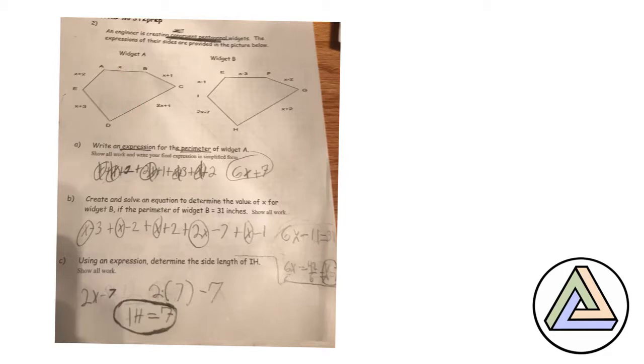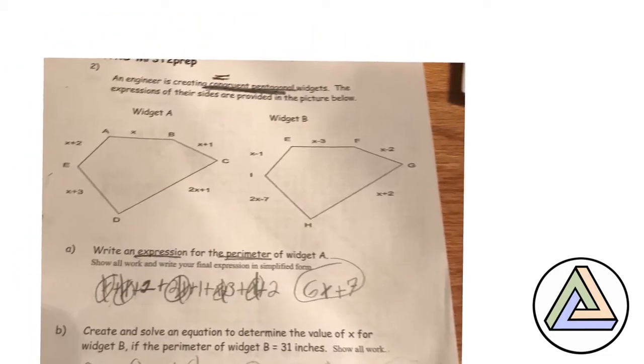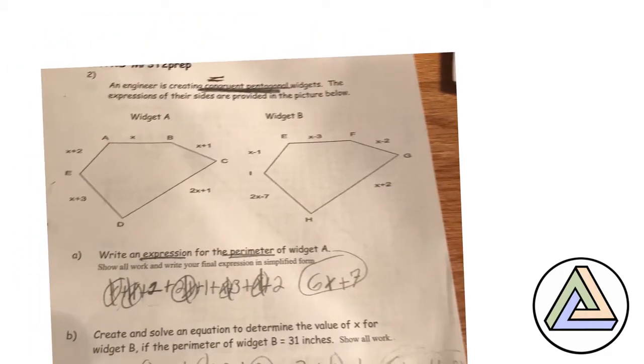All right, so we have congruent widgets, meaning that they are the same size. Write an expression for the perimeter of widget A. Show all work and write your final expression in simplified form. So let's look at widget A. Here's widget B. Here's widget A. We want the perimeter. Now, as many of you who are watching this know, the perimeter is going to be a matter of adding this side plus this side plus this side plus this side plus this side.